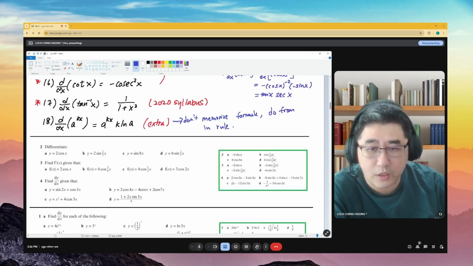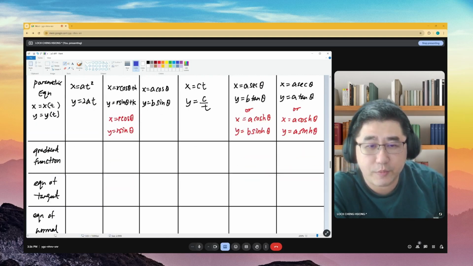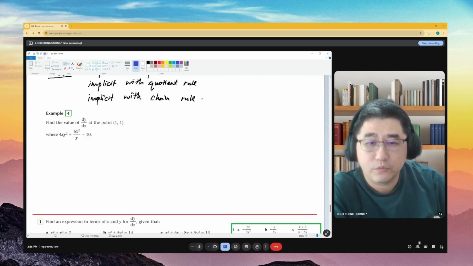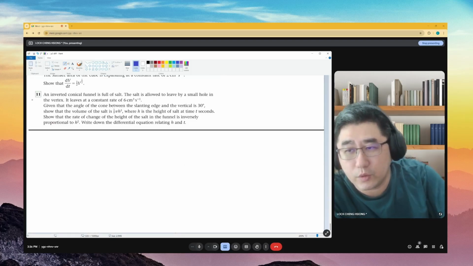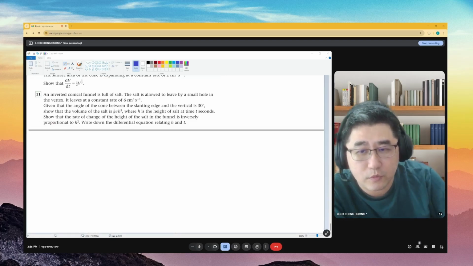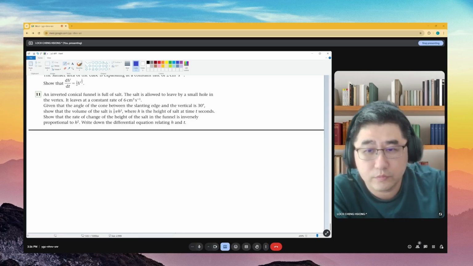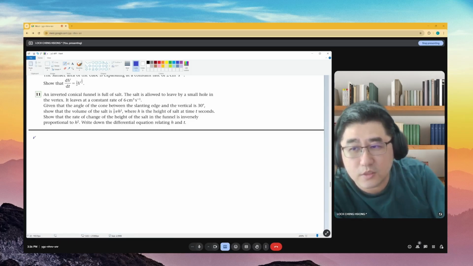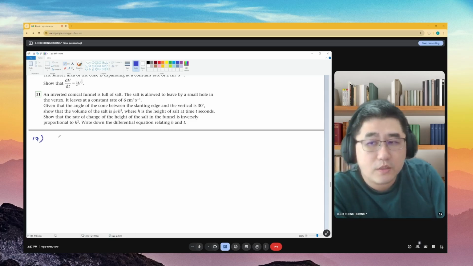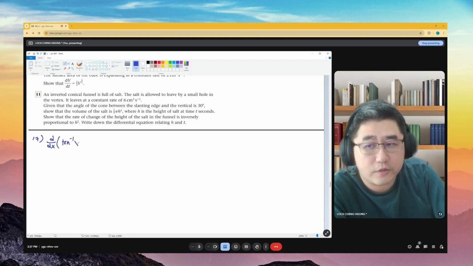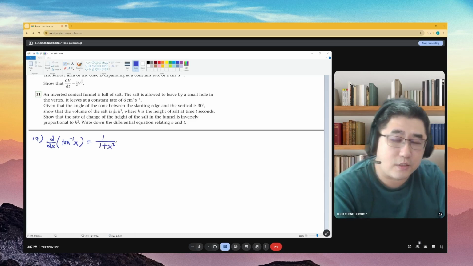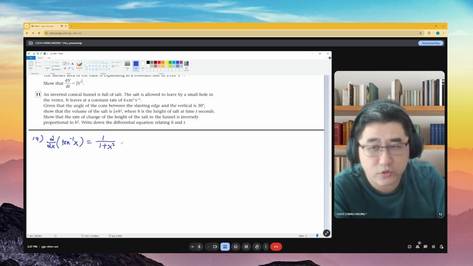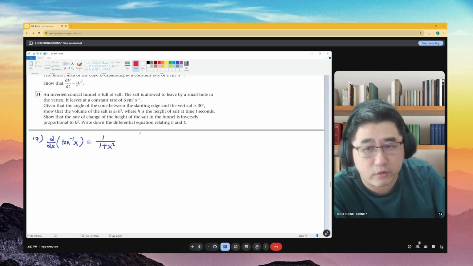17. Not enough space, let me go down and have some space first. 17 is d/dx of arctangent x, which gives us 1 over 1 plus x squared. As I say, this is a 2020 syllabus. You need to know how to actually do this. How does it work?